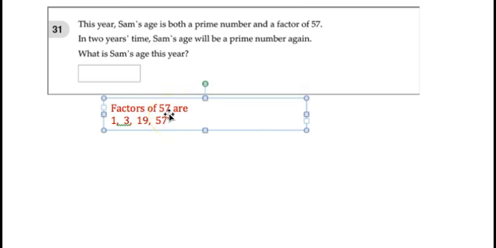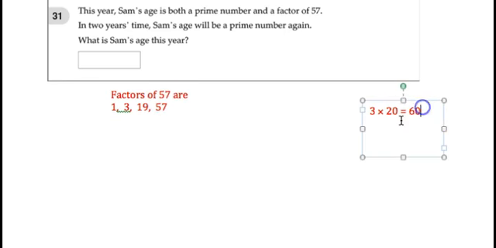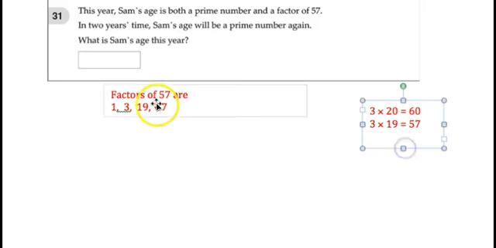Also, we know that 60 is divisible by 3, and 57 is 3 less than 60, so 3 will go into 57. Now, because we know that 3 times 20 is 60, then 3 times 19 will be 57, because 60 take away 3 is 57. So 3's partner is 19, saying that 3 times 19 is 57.